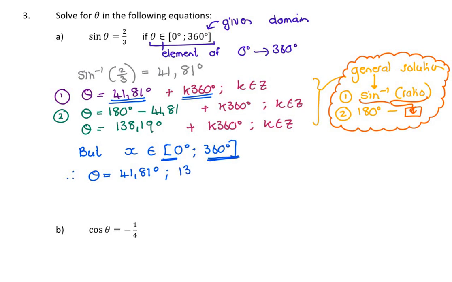Similarly, 138.19 is one of the solutions. And as soon as I add 360 or minus 360, I would be outside this domain. So there's actually only two answers in this particular question that fit the given domain. Okay, so that's how we pretty much solve every sine equation.